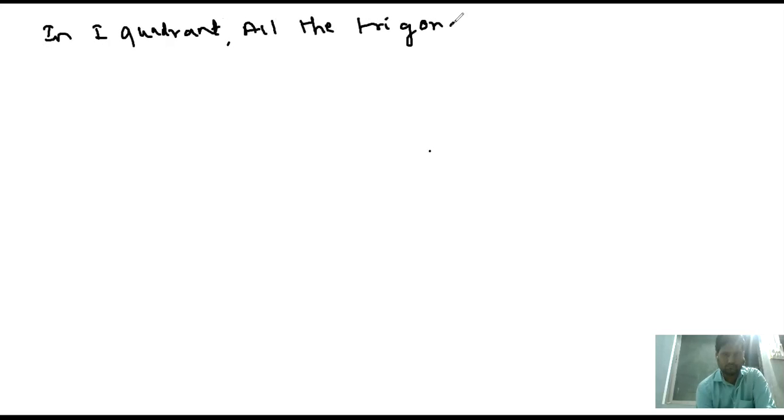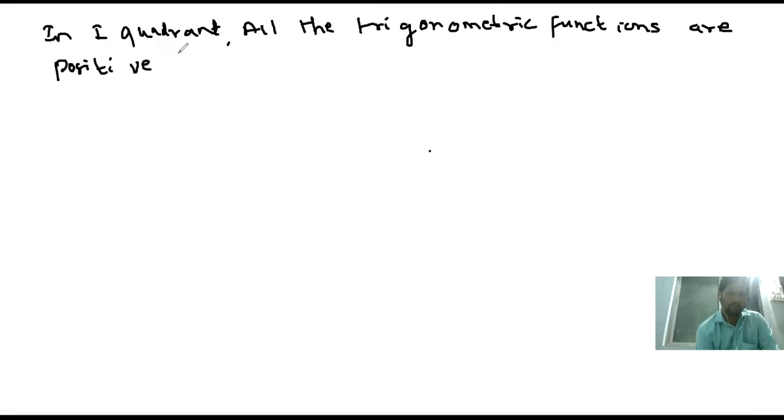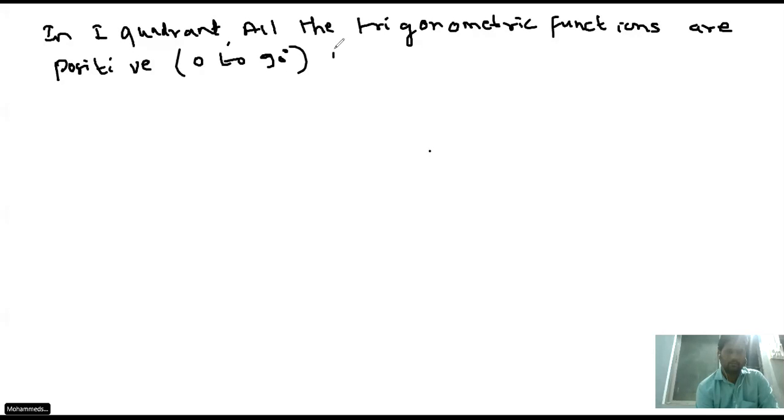So once again, in the first quadrant, all the trigonometric functions are positive, and here the angles lie between 0 to 90 degrees, and in radians we say 0 to pi by 2.